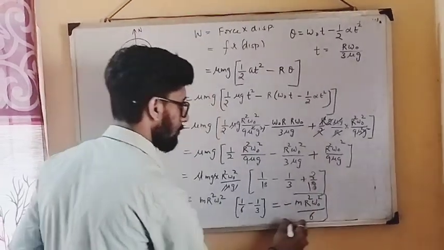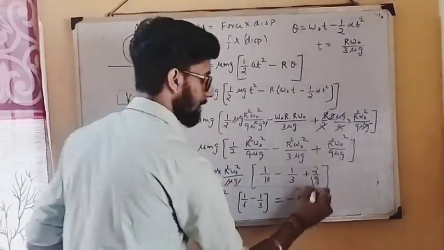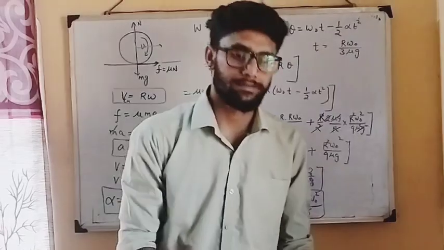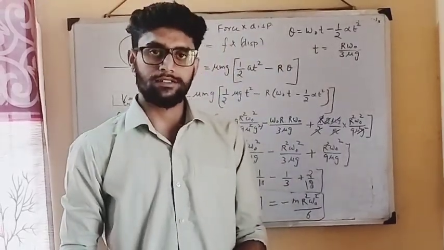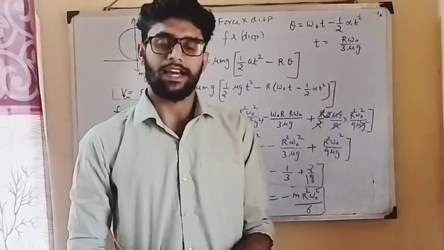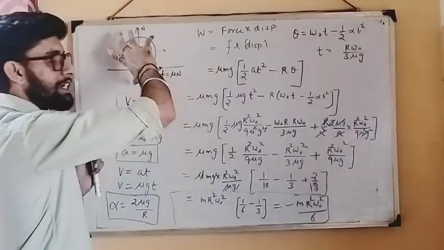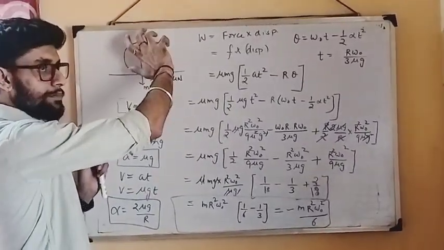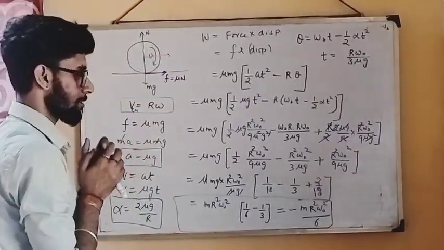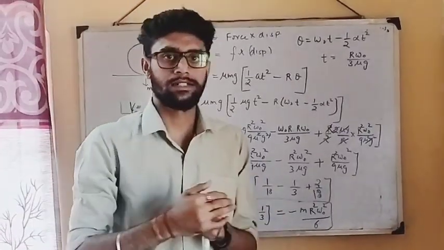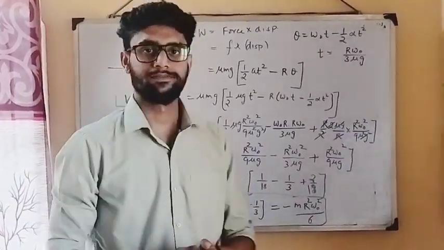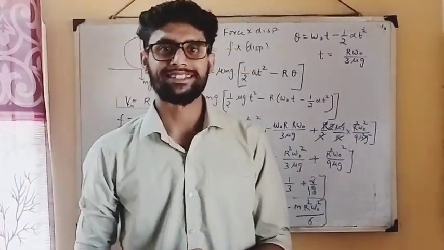So if we see carefully, this work done came negative. And what the negative work means is that friction was acting against, or it was trying to make the roller perform rolling motion. So actually this work is against, or negative. So that's all about the whole problem case. Thank you so much.